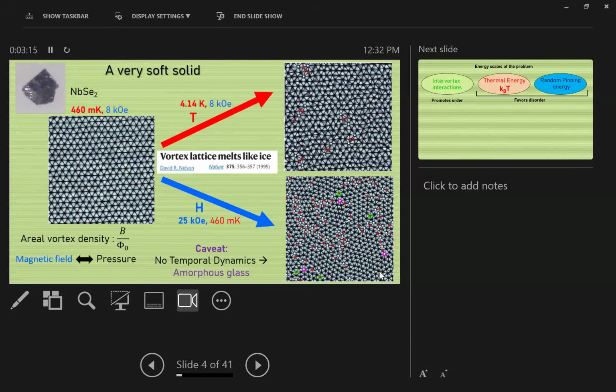It also becomes disordered. But there is a big caveat to this statement. And the caveat is that these states are not really liquid states. And we have imaged these lattices over 24 hours or longer. There is no dynamics at all when you take, let's say, a niobium diselenide single crystal, which is typically thick, about 100 microns or so thick.